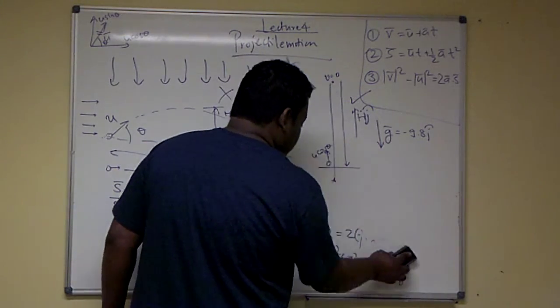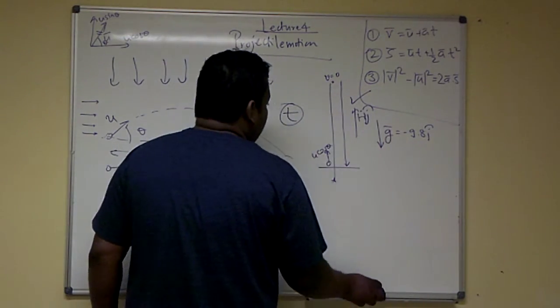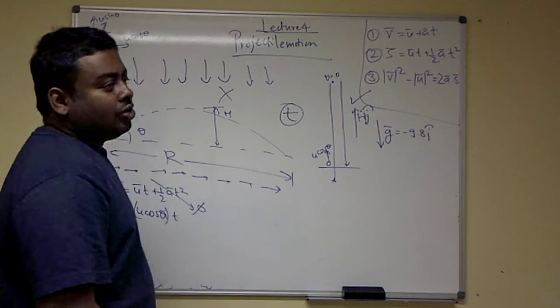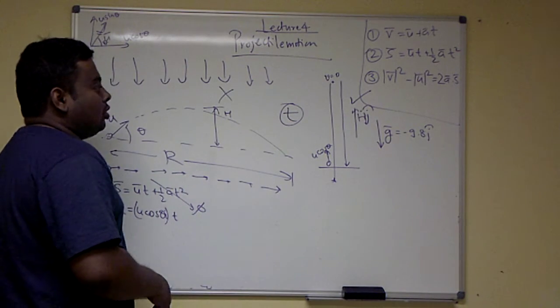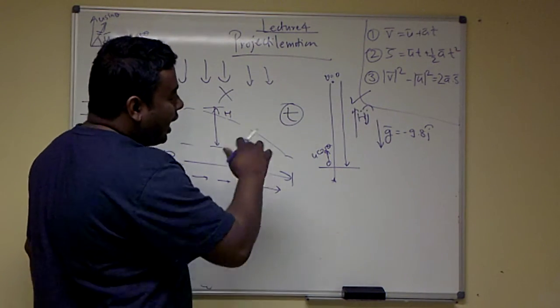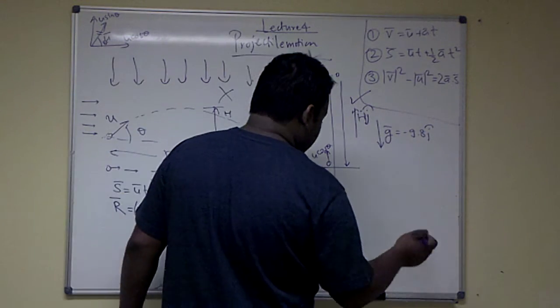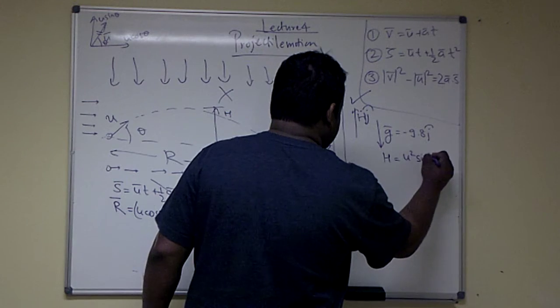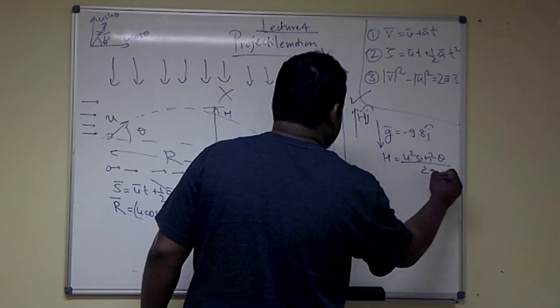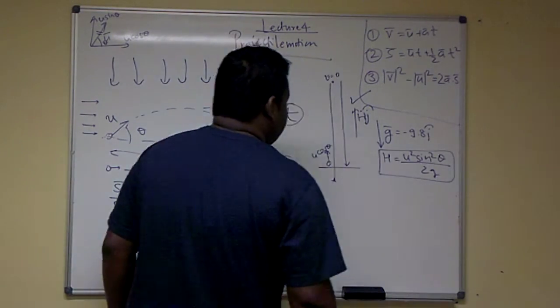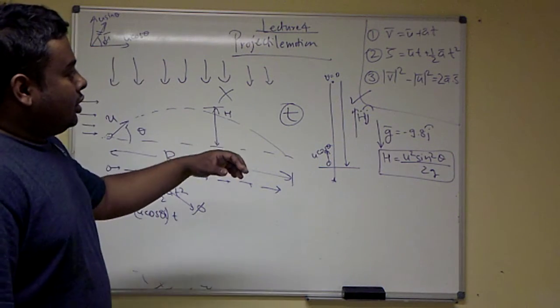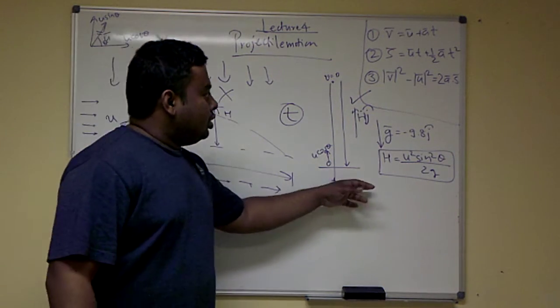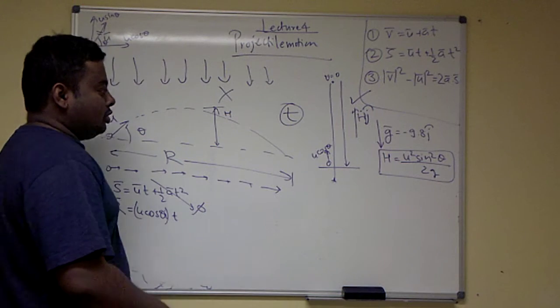So there are two time instances involved, one for going up and then one for coming down, right? But the height will remain the same in both scenarios. I think the height formula which we got was u square sine square theta divided by 2g, right? So I think it's wise to use the second equation of motion.